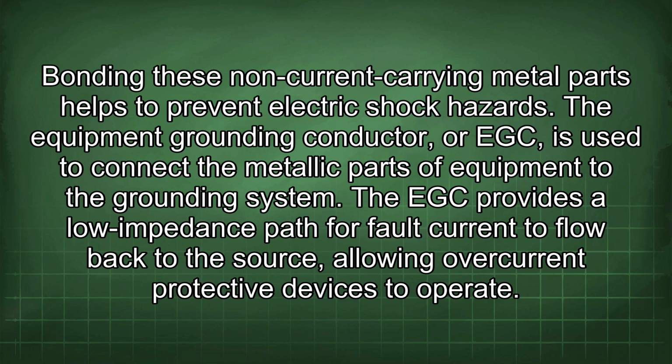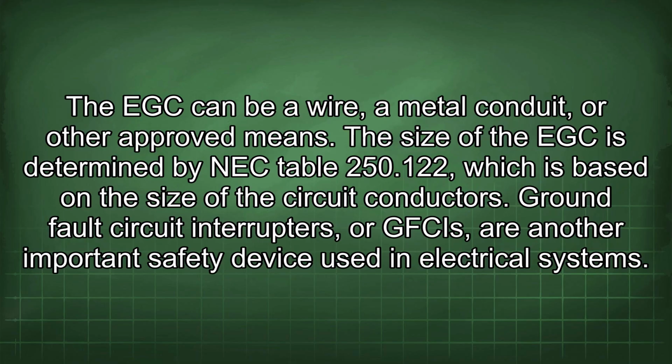The equipment grounding conductor, or EGC, is used to connect the metallic parts of equipment to the grounding system. The EGC provides a low impedance path for fault current to flow back to the source, allowing overcurrent protective devices to operate. The EGC can be a wire, a metal conduit, or other approved means. The size of the EGC is determined by NEC table 250.122, which is based on the size of the circuit conductors.